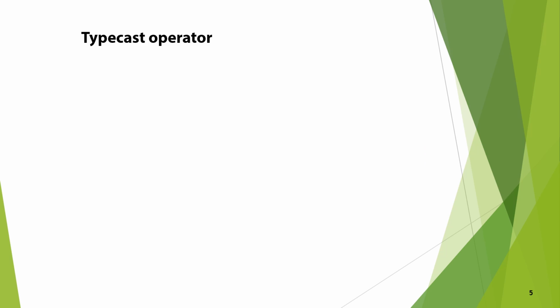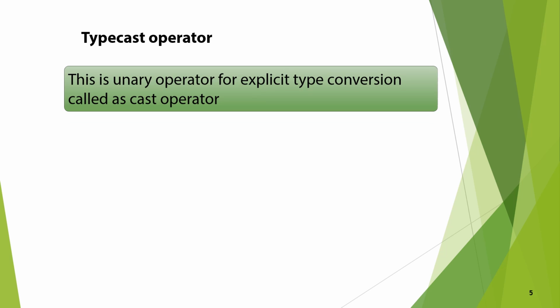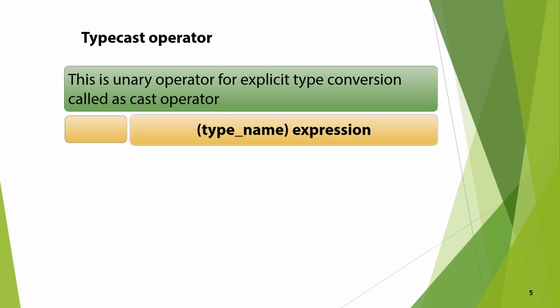Next is the typecast operator. This is also a unary operator and it is used for explicit type conversion. Therefore, it is also called the typecasting operator. The syntax for this operator is: in brackets write the type name to which we want to convert the previous data type, followed by the expression.